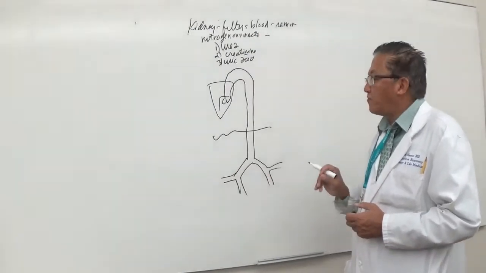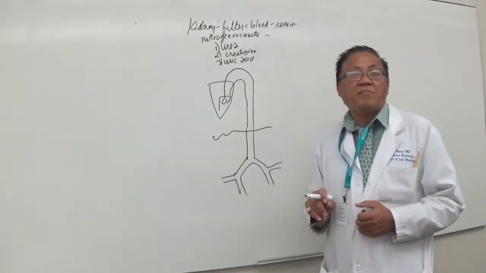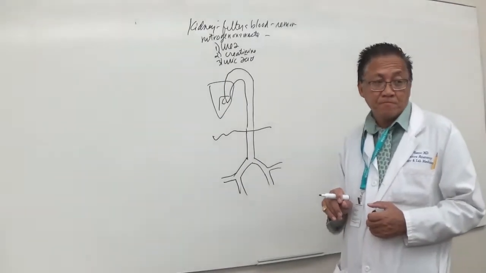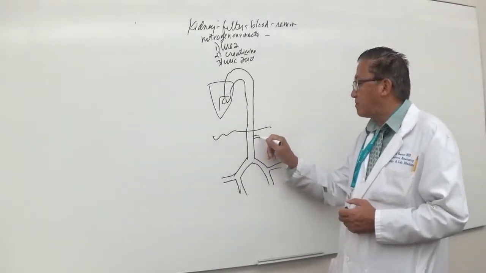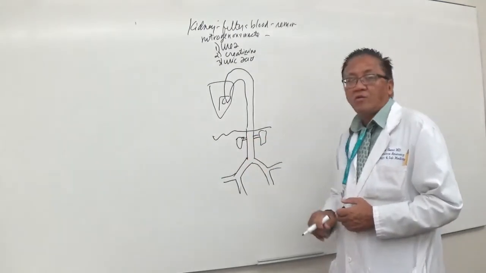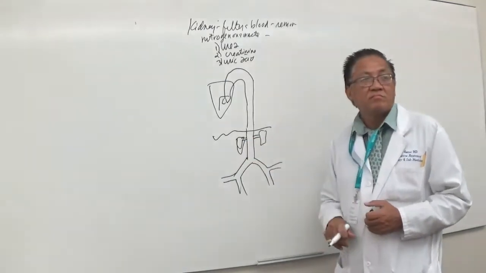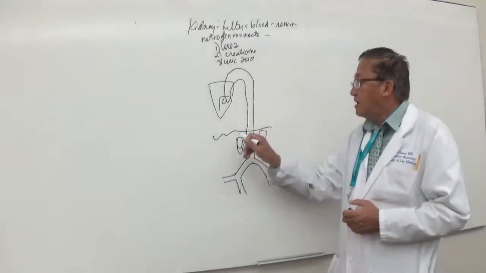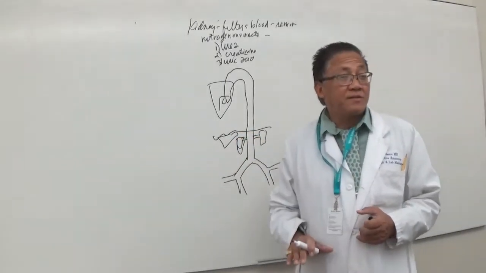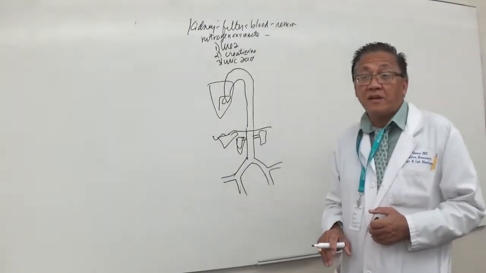So now observe that the kidney is supplied with arterial blood. What is the name of the artery that brings oxygenated blood to the kidney? Very good. Renal artery. Notice that the right kidney is lower than the left. Why is that so? The liver is on the right side. What does the liver do to the right kidney? It pushes it downwards. So therefore, the right kidney is slightly lower than the left kidney.